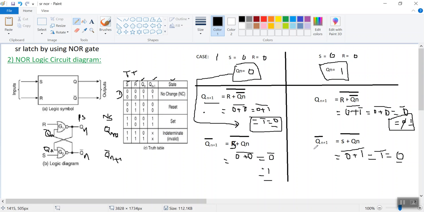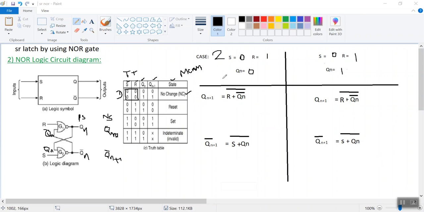So this is my first case of consideration. We can say that when both the inputs S and R are 0 0, my state is no change. So here we can say that memory is nothing but we are storing the data in this particular logic circuit, a sequential logic circuit. Okay, so now we are moving to the second case. So now we can observe case 2.